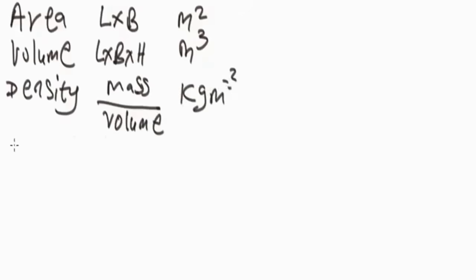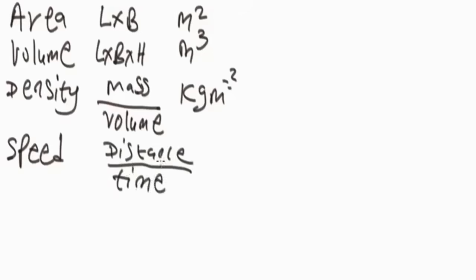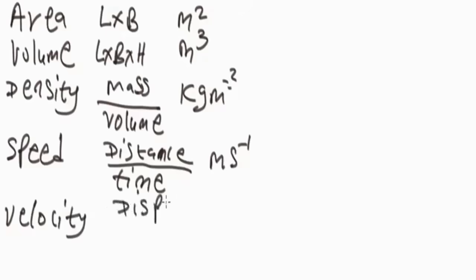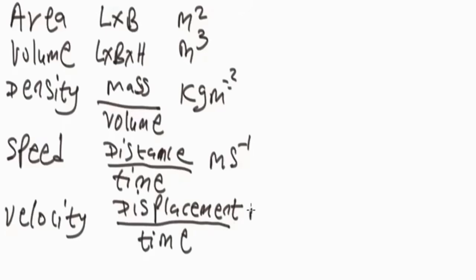We also have our speed. Speed is calculated using distance over time. So this is distance by time, and the unit of speed is meter per second. We also have our velocity. Velocity is calculated using displacement over time, and it has the same unit as speed, meter per second.